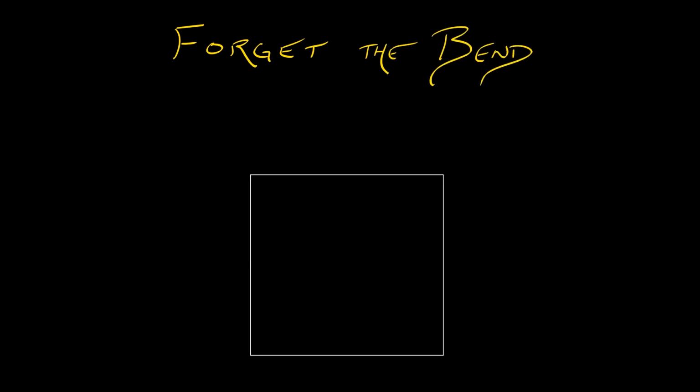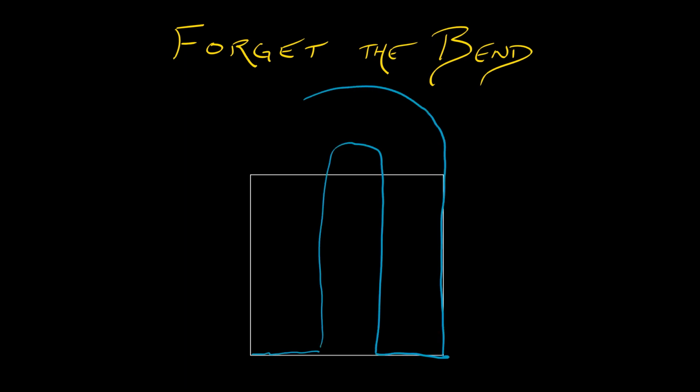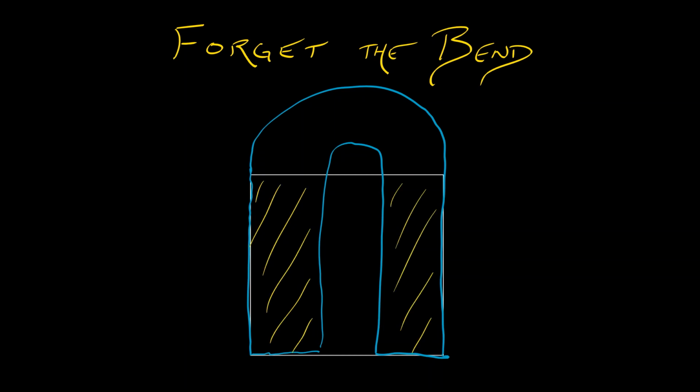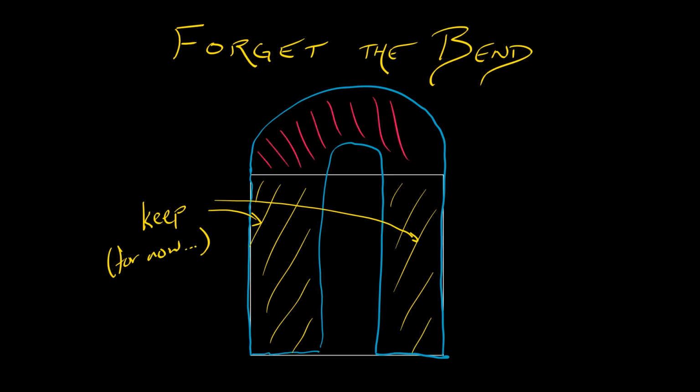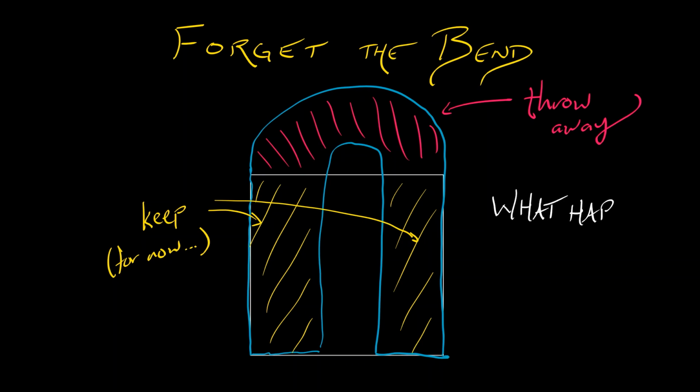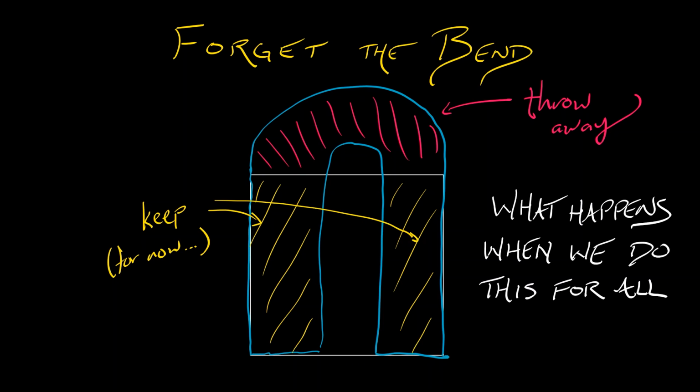Well, to figure that out, we're going to have to forget a few things. Forget the bend in particular. What we're going to do is take that square and then apply the map. Squeeze it, stretch it, fold it over. And the stuff that intersects the square, we're going to keep, at least for now. But all the stuff that falls outside the square, all the stuff in that bend, throw it away. Just get rid of it. Now, what happens if we do it again? And then again, for all iterates of the map and its inverse?